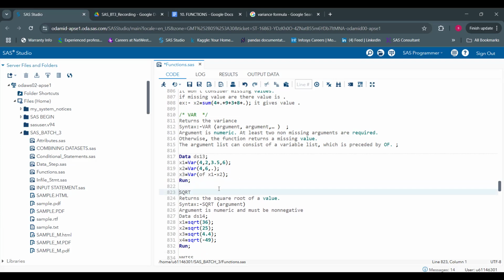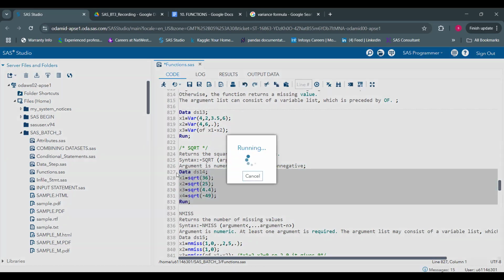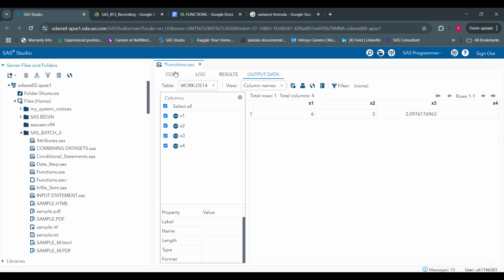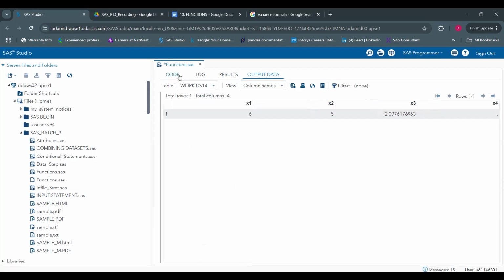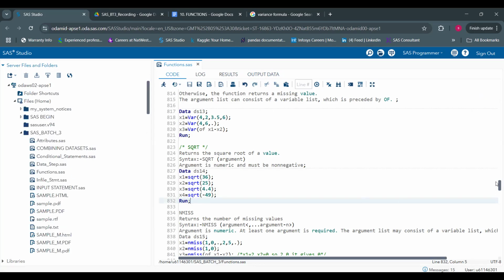Next one, square root. It returns the square root of a particular number. The number should be numeric and non-negative. For example, the square root of 36 is 6. A negative number will give a null value because square root doesn't consider minus. Square root clear, ma'am?